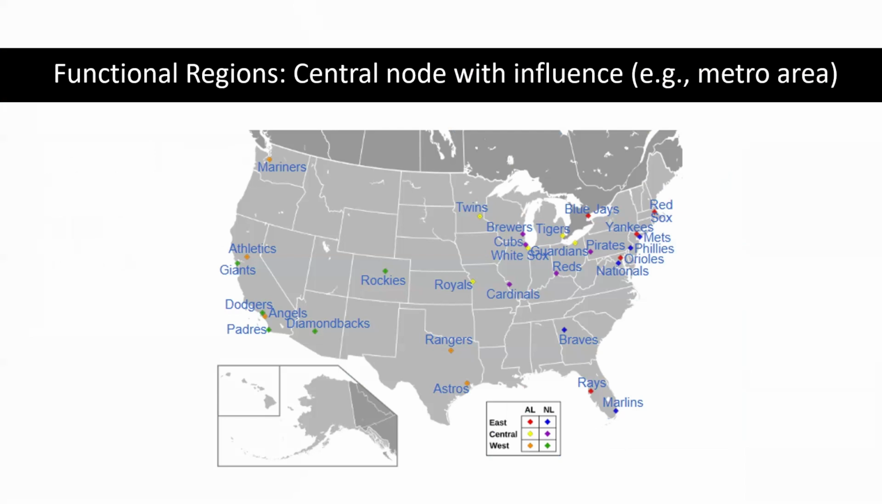Functional regions have a central node with influence for a specific area. Think about distance decay. The closer you are to something, the more you interact with it. If you live in Minneapolis, you are very likely to be a Twins fan because you're the closest to the Major League Baseball team of the Twins. If, on the other hand, you live in Seattle, you're much more likely to cheer for the Mariners. The closer you are to a professional baseball team, the more likely you are to cheer for them. Farther away, way less likely.